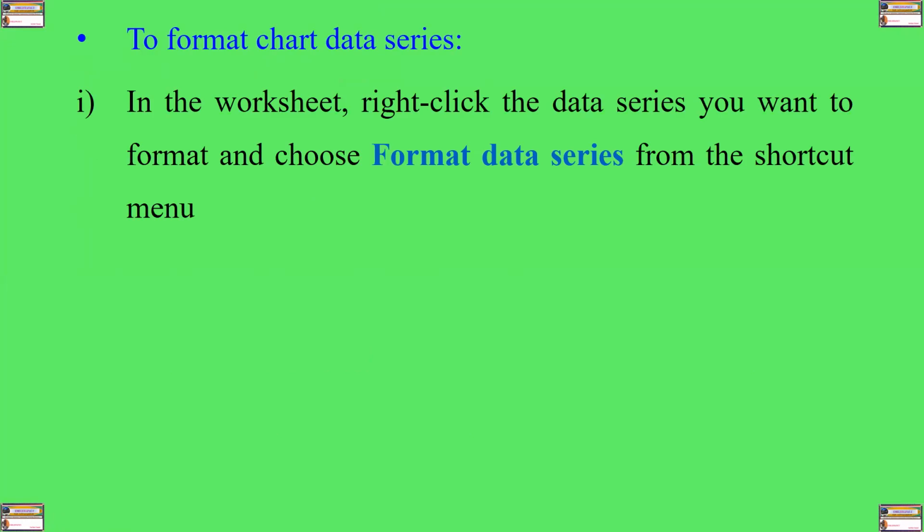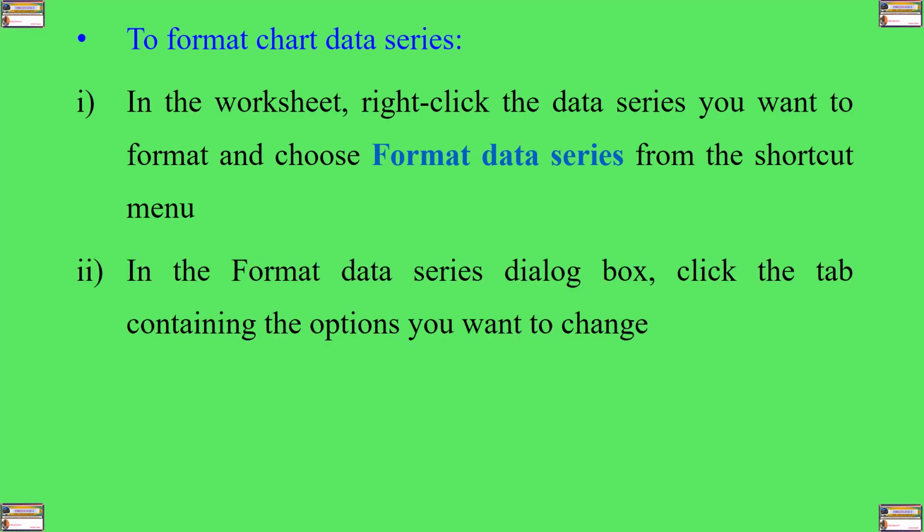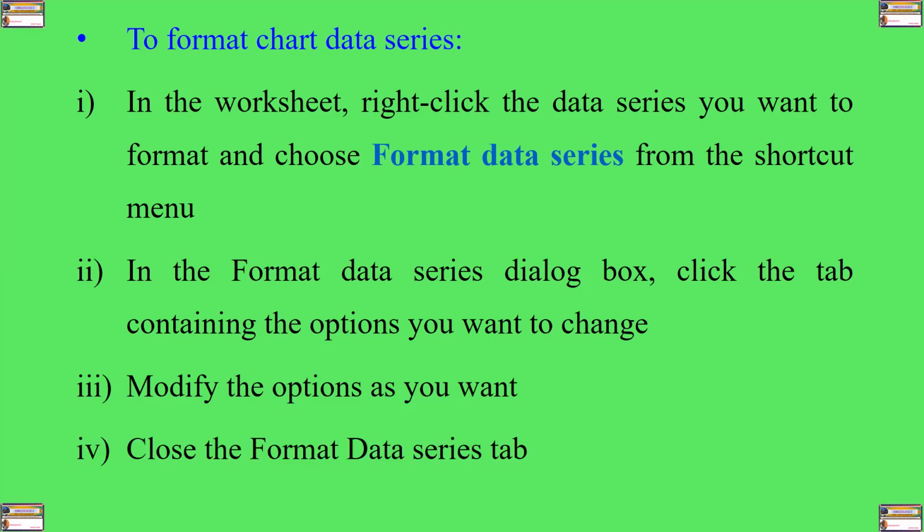If you want to format chart data series, number 1, in the worksheet, you right-click the data series you want to format and choose Format Data Series from the shortcut menu. Number 2, in the Format Data Series dialog box, click the tab containing the options you want to change. Number 3, modify the options as you want. Number 4, close the Format Data Series tab.